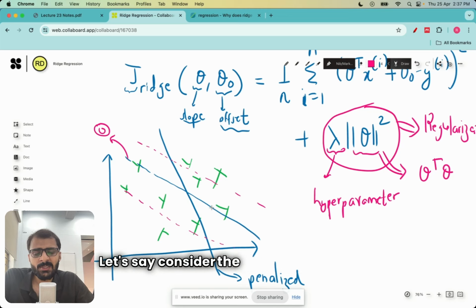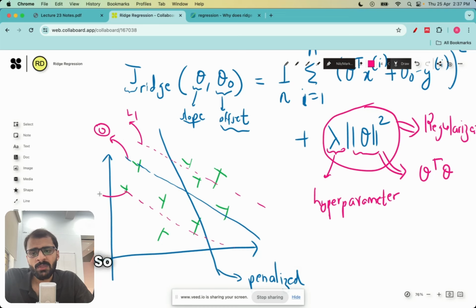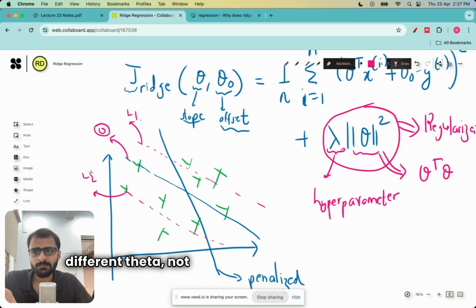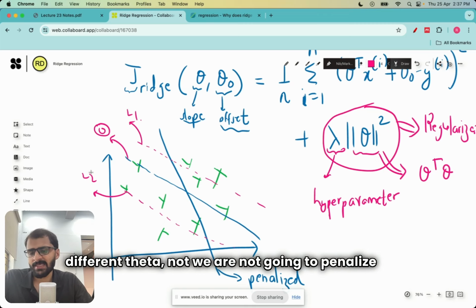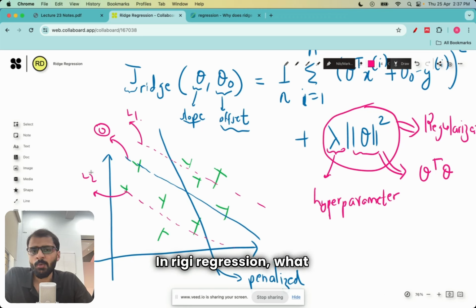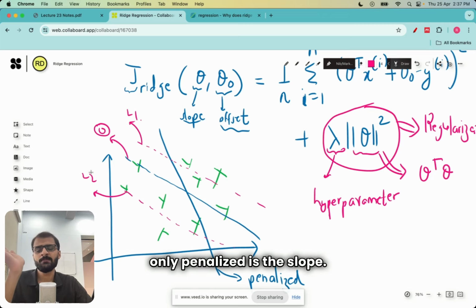So let's say consider the blue line, which I'm calling O, and consider L1 and L2. So O, line L1 and line L2 have the same slope, so they have the same theta, but they have different theta naught. We are not going to penalize that. It's totally fine for us how much our offset is. We don't want to penalize the offset. In Ridge regression, what is only penalized is the slope.